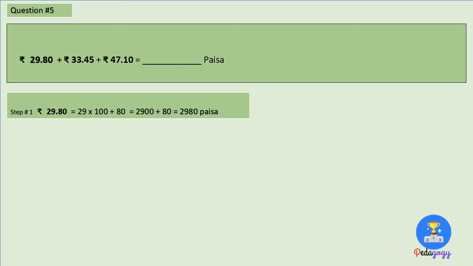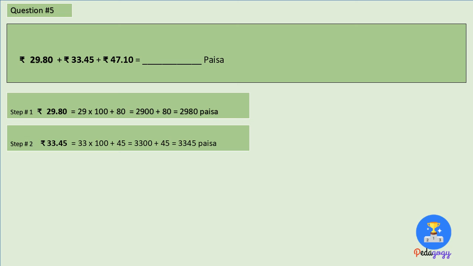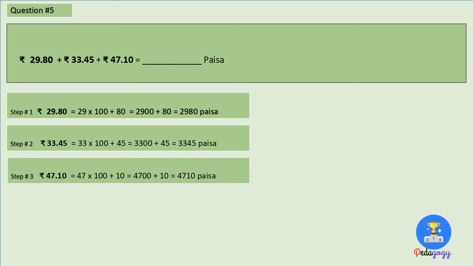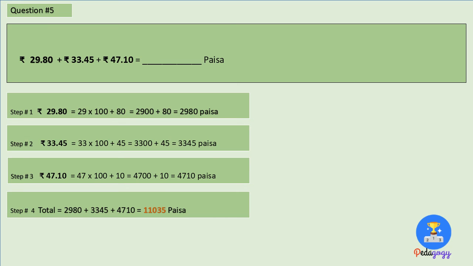Follow the same steps for rupees 33.45 and rupees 47.10. And now the final result is sum of all these three, which is 11,035 paisa, or rather 11 rupees 35 paisa.